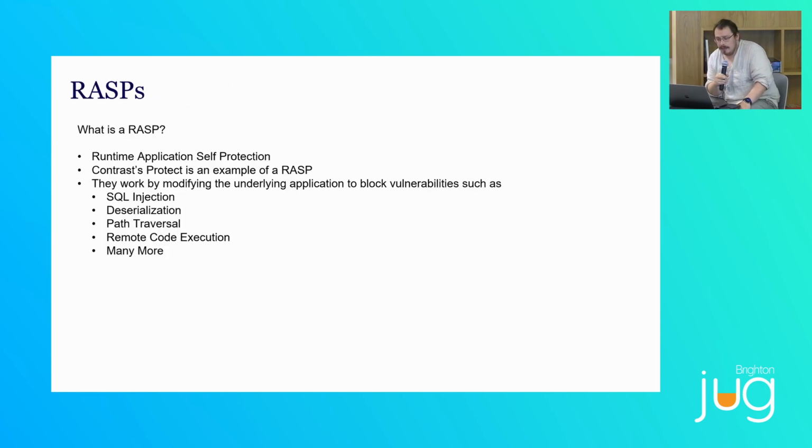So the main part of this, the fun part, is talking about RASPs. RASP is runtime application self-protection. In Java it's an agent, but in different languages it's injected in different ways. A RASP will protect your application at runtime. So, for example, if you have an exploitable SQL injection vulnerability in your application, it would be able to find that SQL injection and block it, or deserialization or path traversal, whatever the vulnerability is.